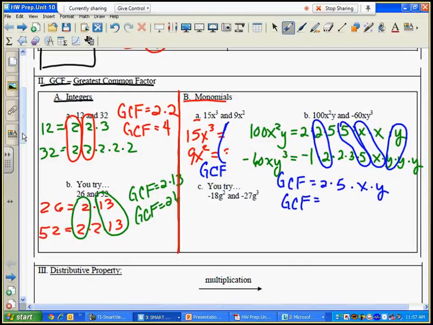Oh, you know what? Look up here. Come on, Mr. Goethals. There's another 2 they share up there. So that'll be 2 times 2 times 5. That's 20xy. That sounds more like it.